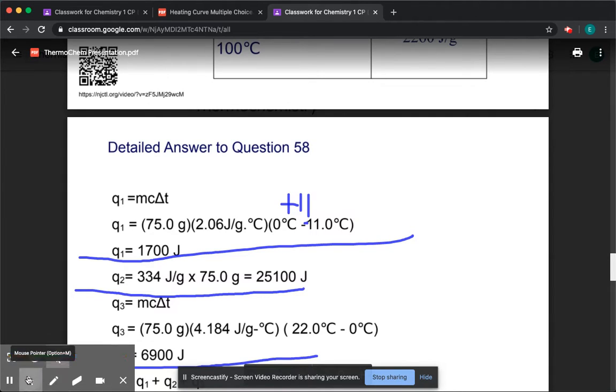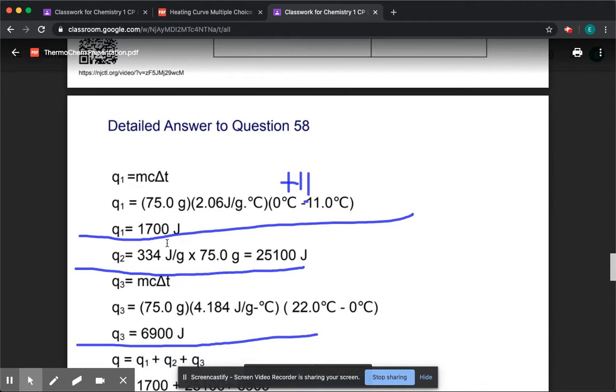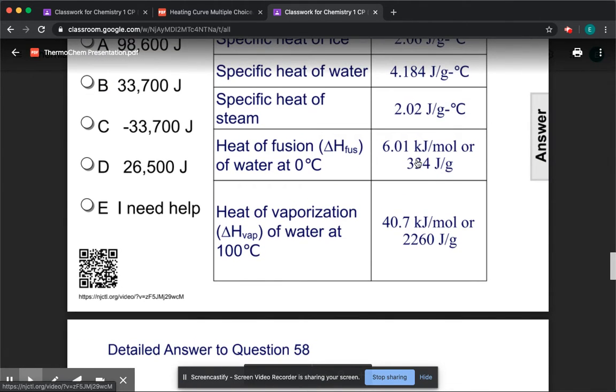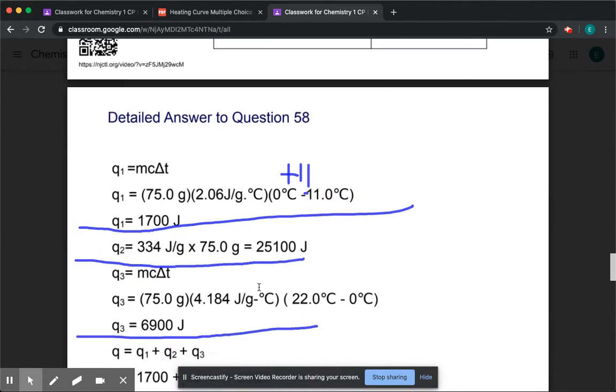That's the first step. Second step, now we have to melt the ice. Melting it, we need the heat of fusion. Heat of fusion is 334. How much do we have? 75 grams. Multiply it out, you get your value.